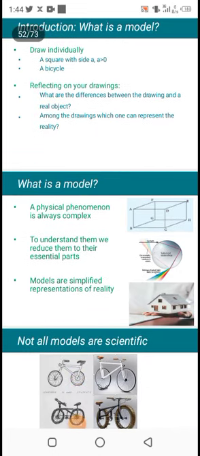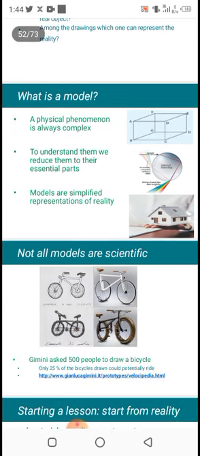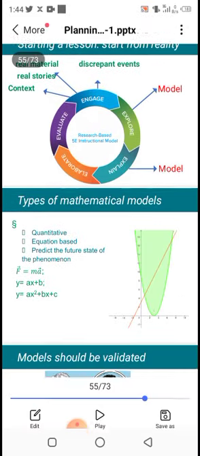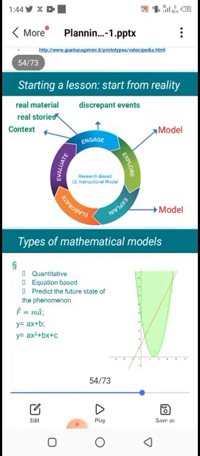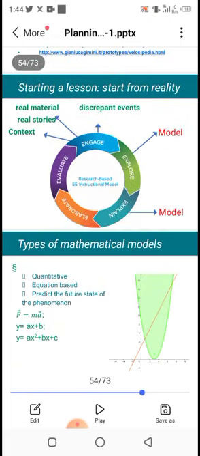What is a model? A physical phenomenon is always complex. To understand them, we reduce them to their essential parts, and the models are simplified representations of reality. Not all models are scientific. Starting a lesson, start from reality.